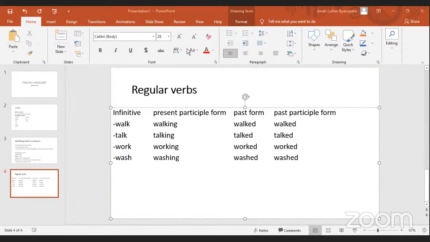We don't get your names. That is so unfortunate. Okay, so Charlotte, we don't hear the verb that you suggested as a regular verb.